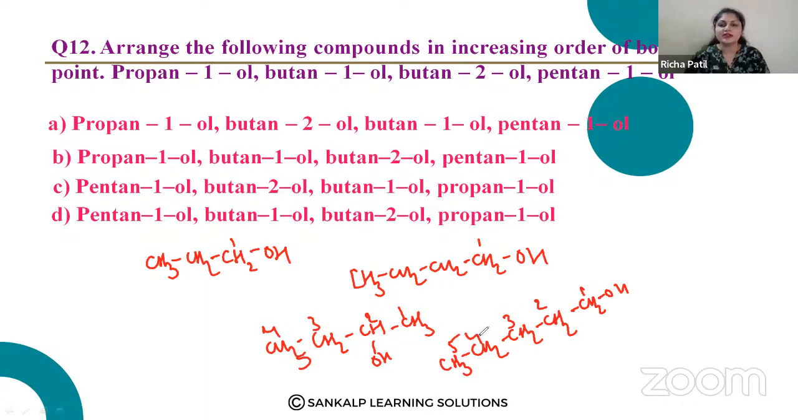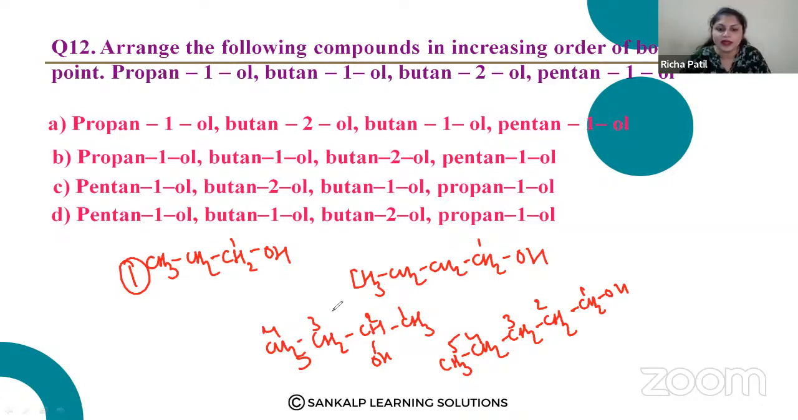So what did we discuss about increasing boiling point? That is with the alkyl group. So which will have more boiling point? So the answer is what? So you have to write with increasing. Okay, increasing order means what? First your propanol will come. Then second, what will come?